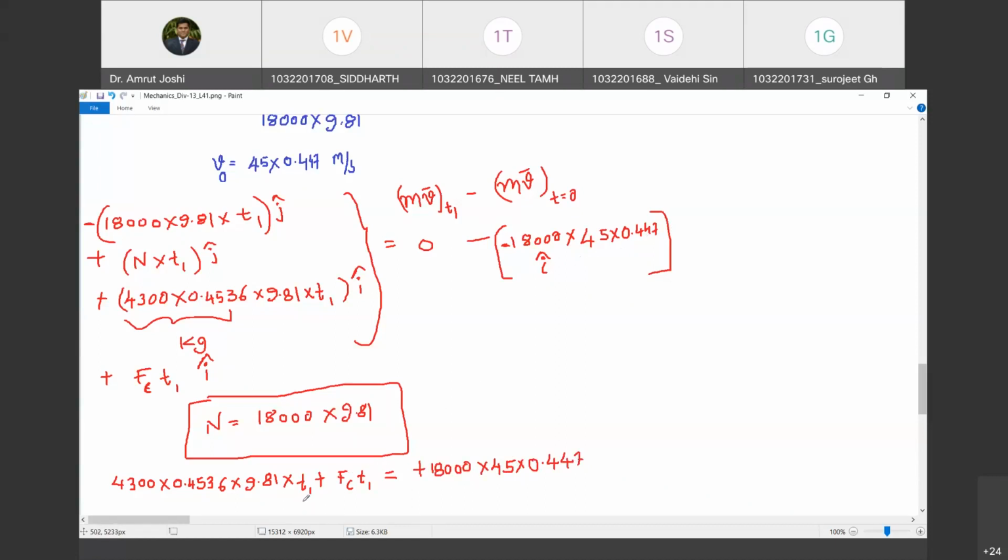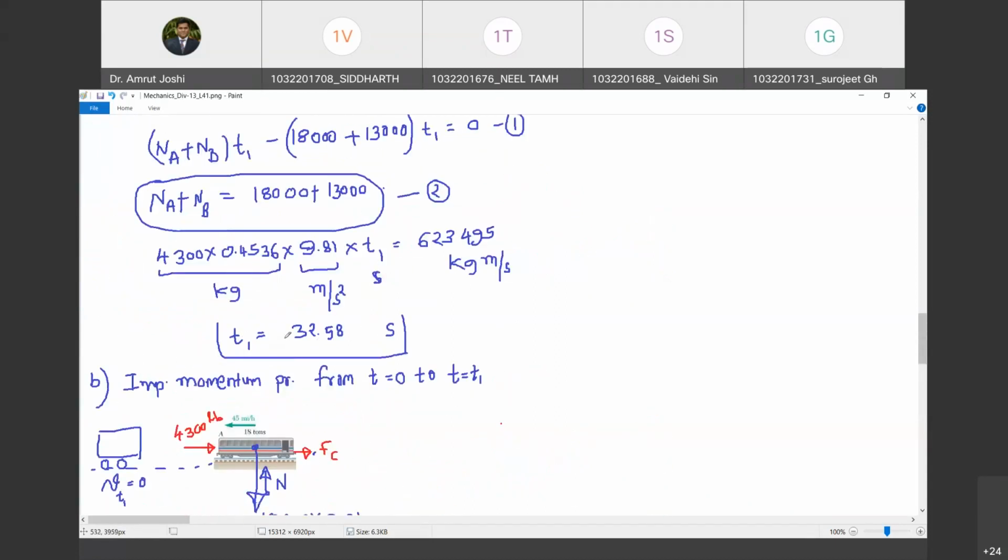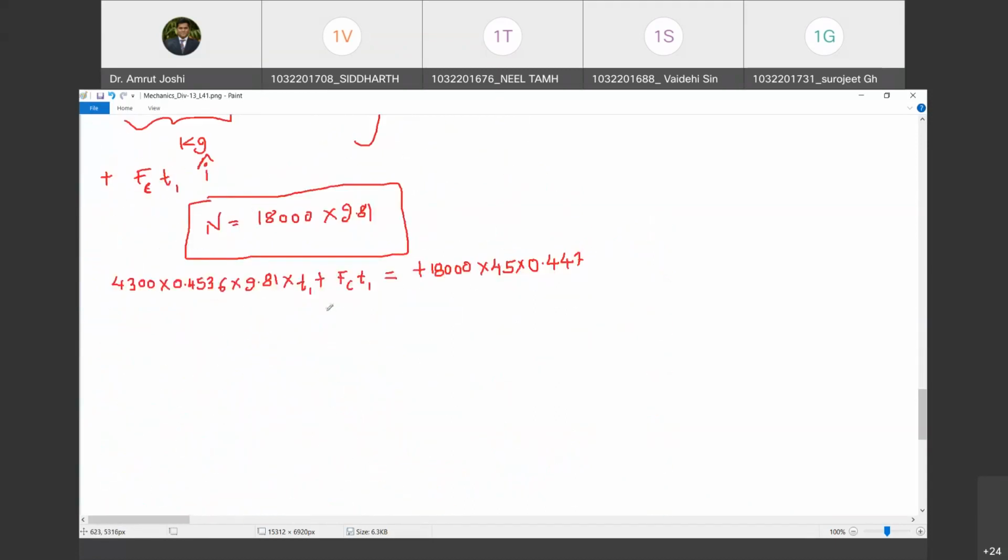Of course, now, do we know the value of T1? Yes, from the previous, we have calculated the value of T1. It is 32.58. So I am going to substitute the value of T1 as 32.58. So if this value is 32.58, can you estimate what is the value of Fc? Yes, sir. I can. Just a minute. So let us do that.